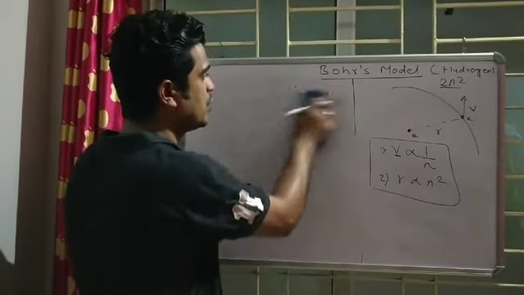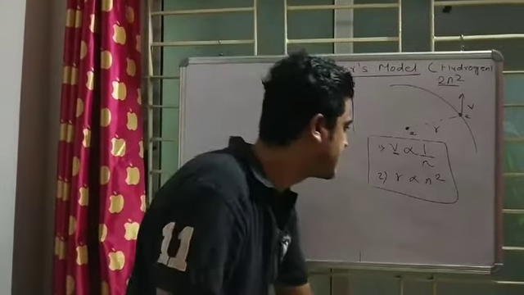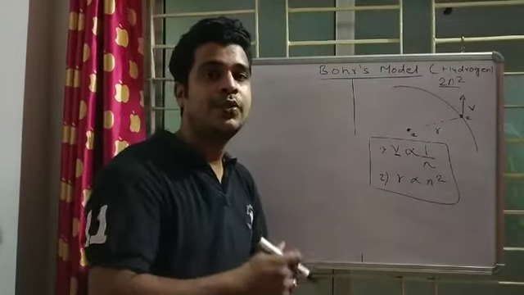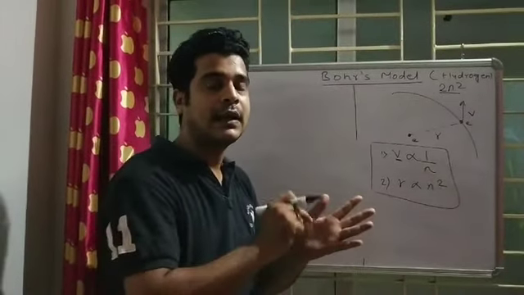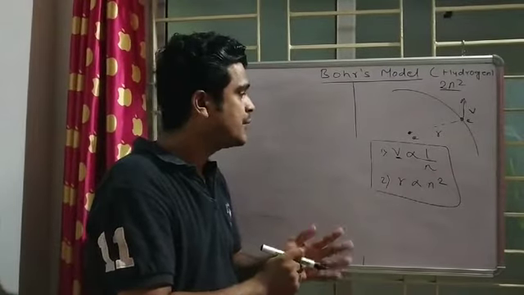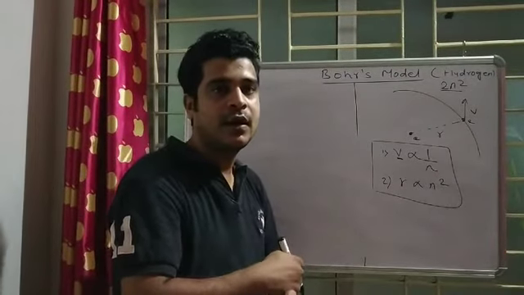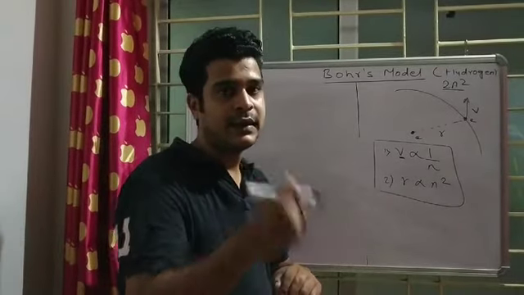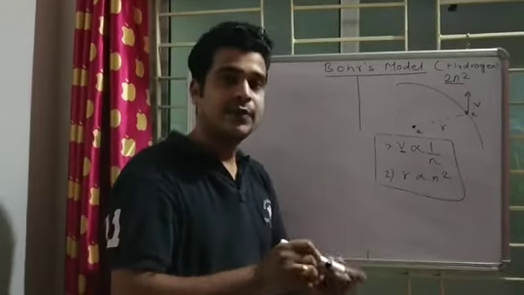The important thing is that I got these two relations. From the board exam point of view, they will ask you to write down the postulates of Bohr's model and derive the expression of velocity, radius and energy. And in the very next class I will derive the expression of energy.